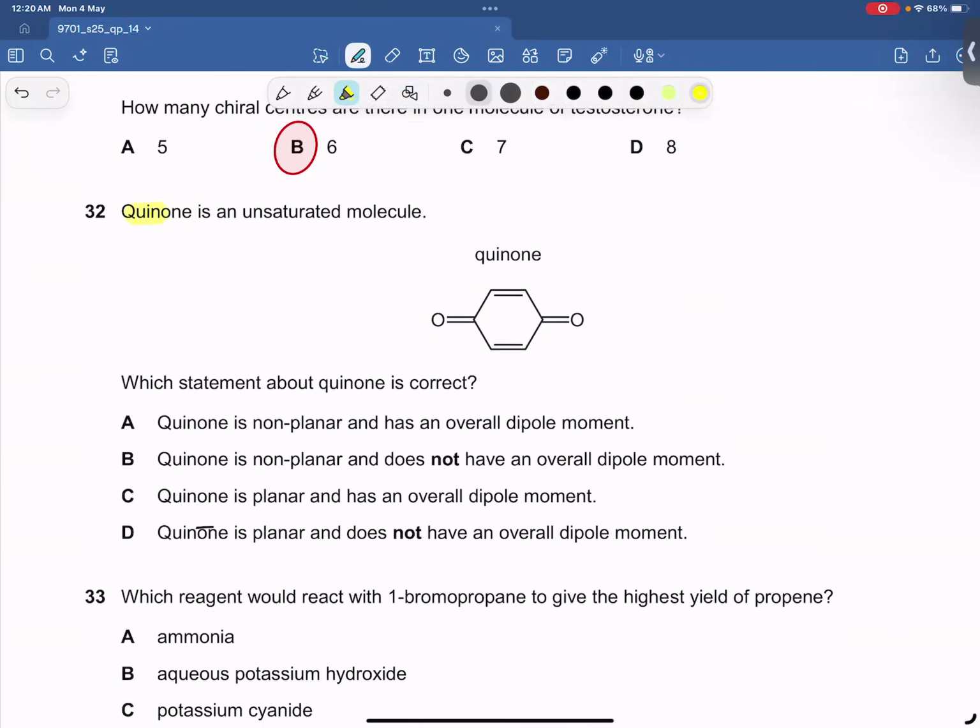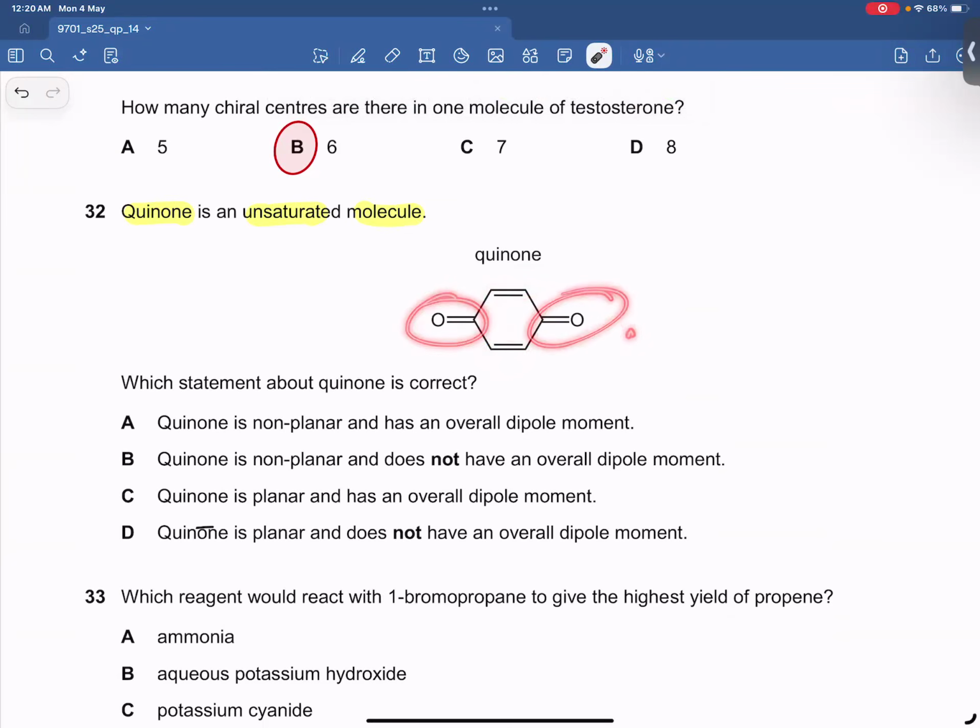Quinone, my favorite, is an unsaturated molecule because of the presence of double bond. By the way, it is also a ketone. Which statement about quinone is correct? Quinone is non-planar. All carbon atoms are double bonded carbon atoms. So all carbon atoms are sp2 hybridized and all sp2 hybridized carbons are planar. Examiner is saying non-planar, which is absolutely incorrect. Option A is wrong.